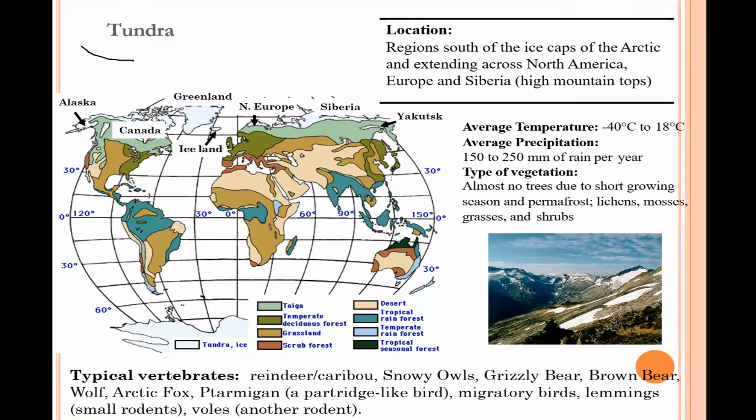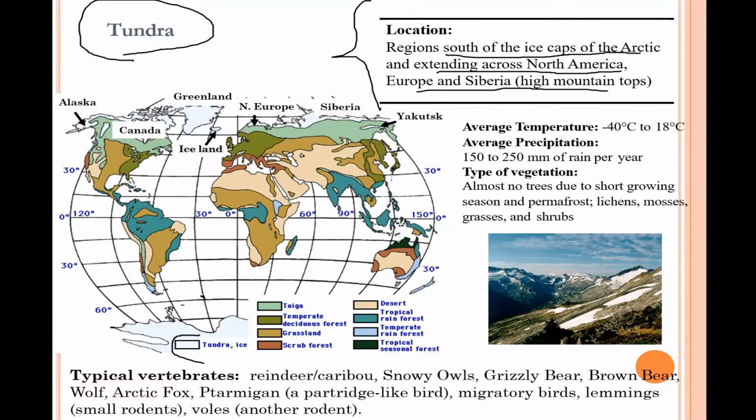So talking about another type of forest, which is the tundra. So tundra are located in regions south of the ice caps of Arctic and extending across North America, Europe and Siberia. So definitely it is not present everywhere. So as you can see, tundra regions are white regions as present in the map. So these are tundra regions. As you can see, Iceland is one of the tundra regions, Alaska is one of the tundra regions, Canada is a tundra region, Greenland is a tundra region, Siberia, all of the northern part of the regions.